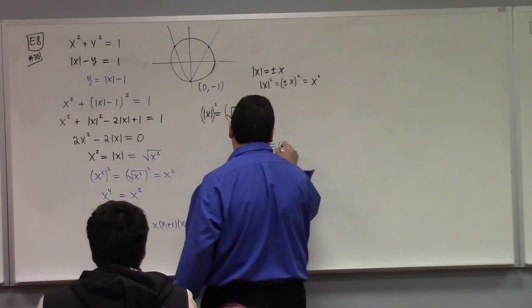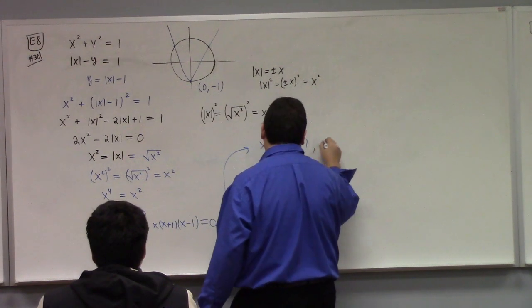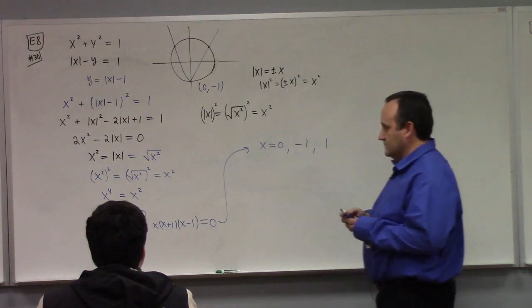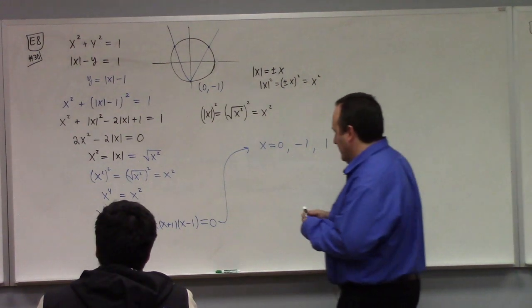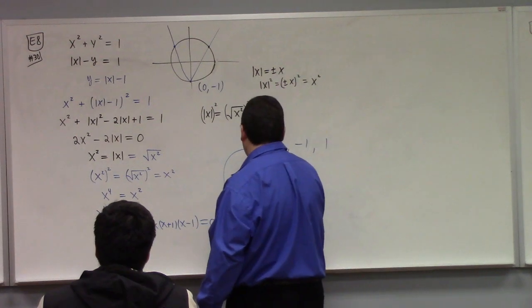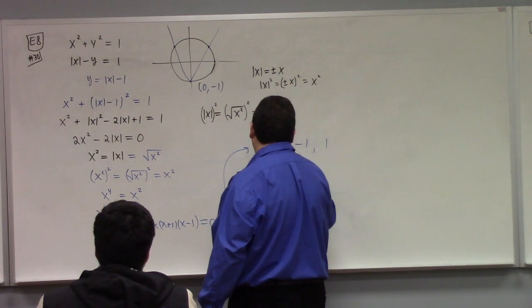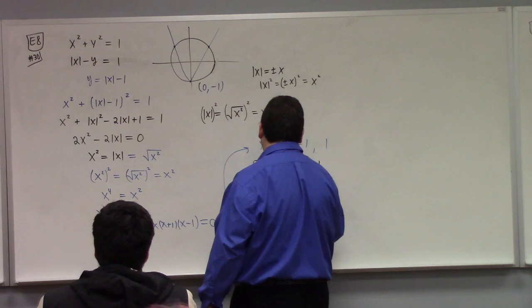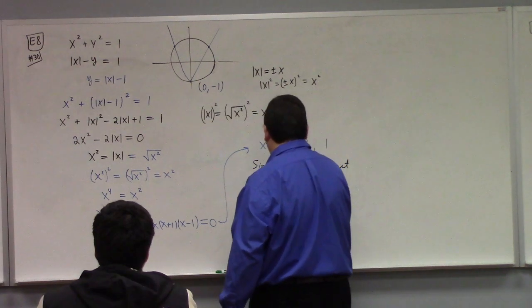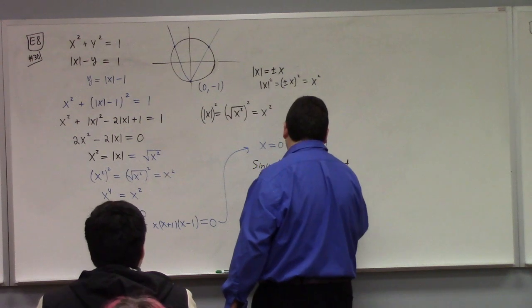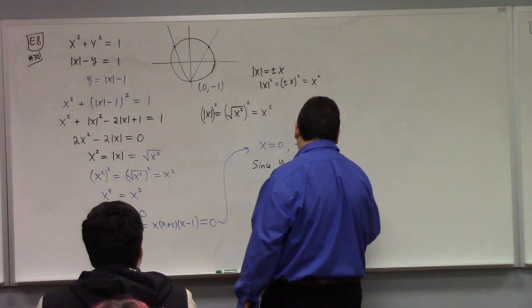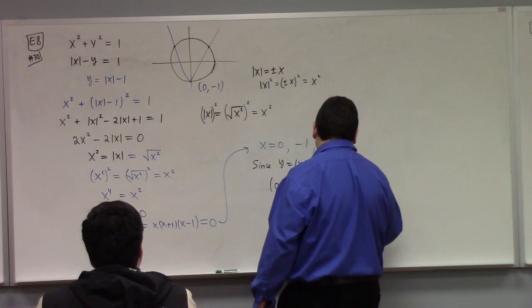which tells me that x is equal to 0, minus 1, or 1. And then since y is equal to the absolute value of x minus 1, we get solutions (0, -1), (-1, 0), and (1, 0).